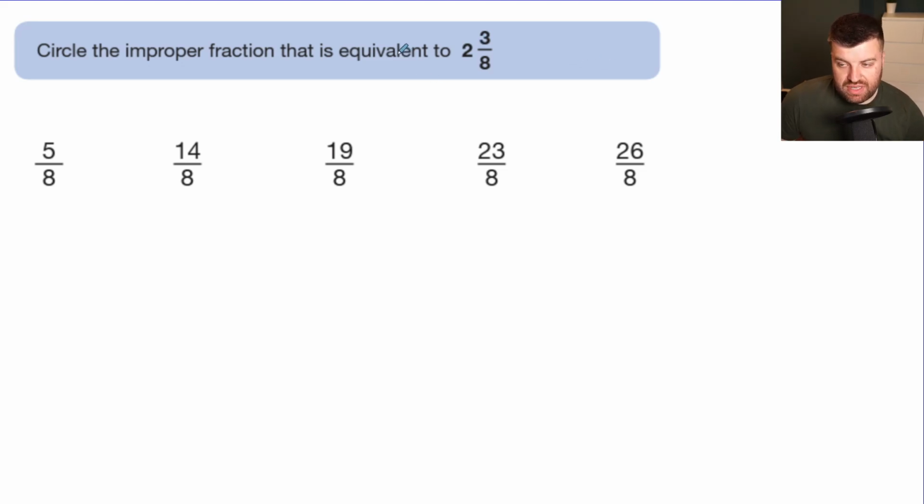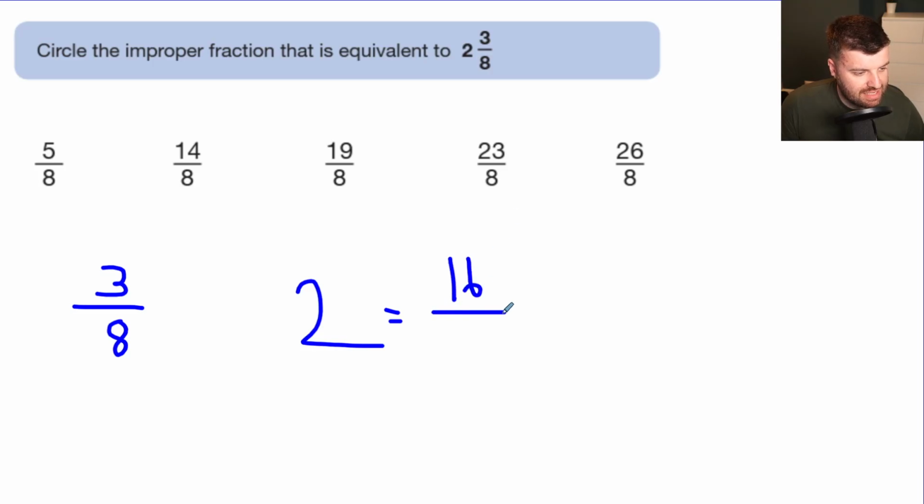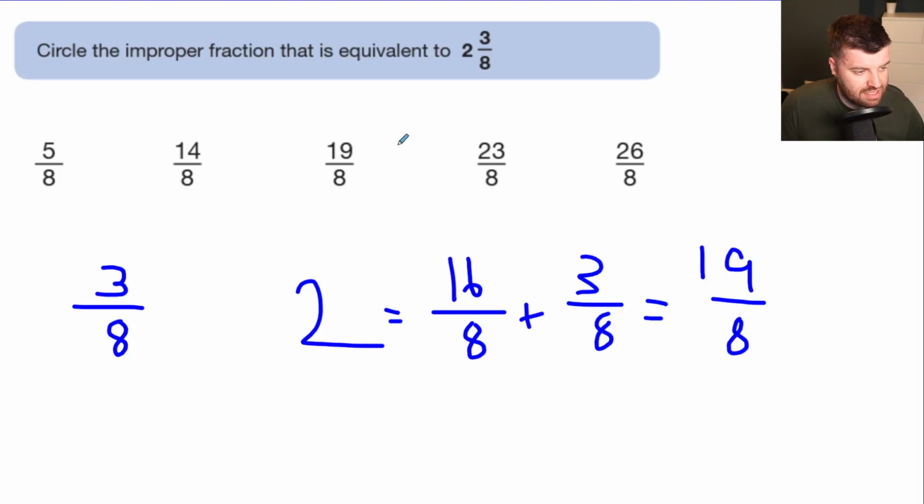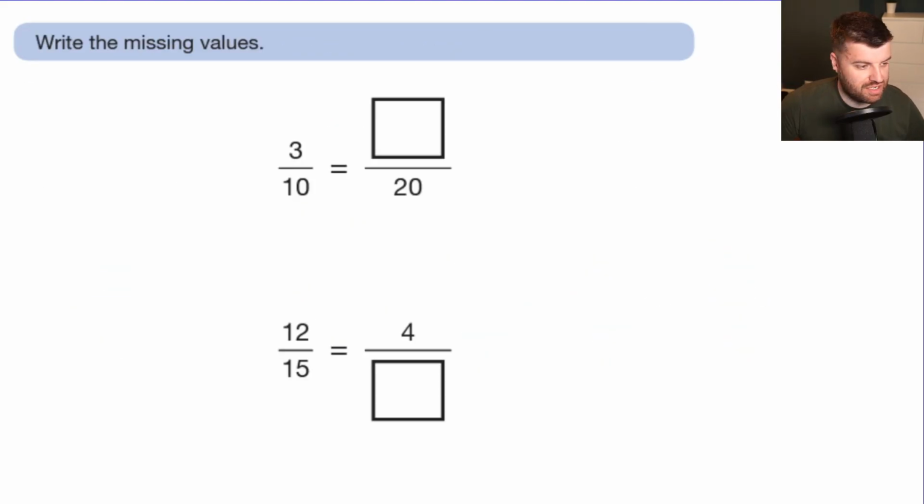Circle the improper fraction that is equivalent to 2 and 3/8. Well, let's keep 3/8 because we're going to need those. But how many eighths is 2 the same as? Well, 1 is 8/8, so 2 is 16/8. Then add back on that 3/8 we saved from earlier. We end up with 19/8, which luckily for us is right there. Very common question. We had this one earlier as well. Remember, this is every fraction, decimal, percentage question in the last 5 years or so. So loads and loads of questions here.